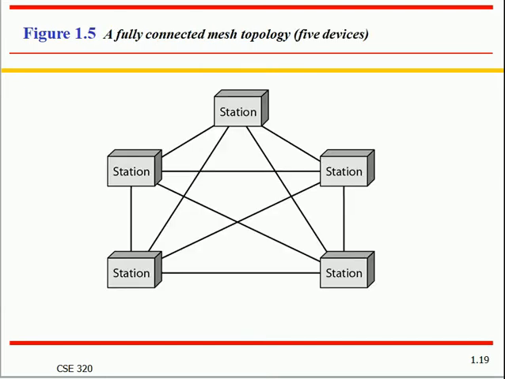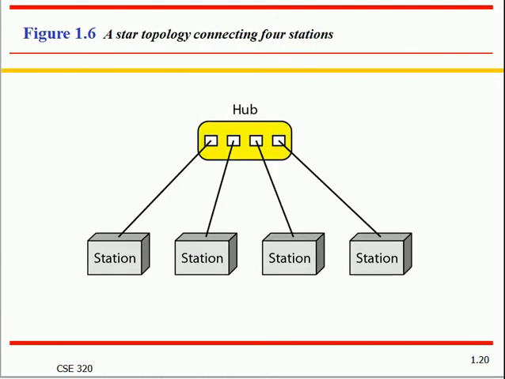So what's the mesh topology? As you can see, mesh topology, every single station is connected with each other. For example, if you see this station, it is connected with this, it is also connected with this, it is also connected with this, it is also connected with this. Same goes for this one, same goes for this one, same goes for this one, and same goes for this one. So they're all interconnected with each other. This is called mesh topology, a fully connected mesh topology. So remember this. Mesh is a full connection.